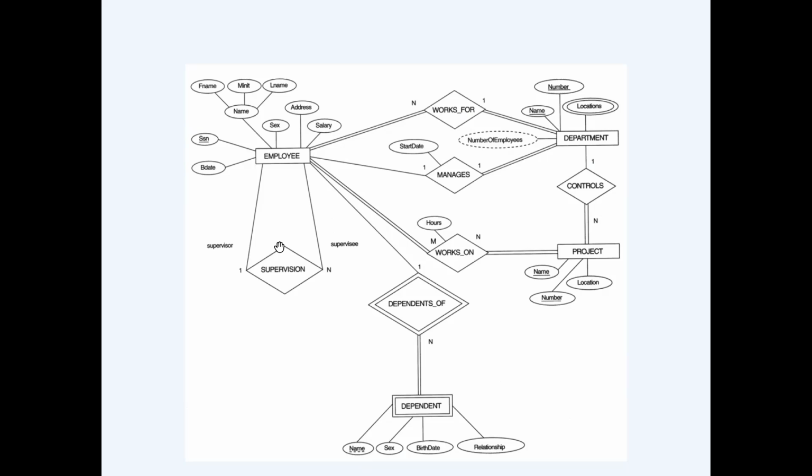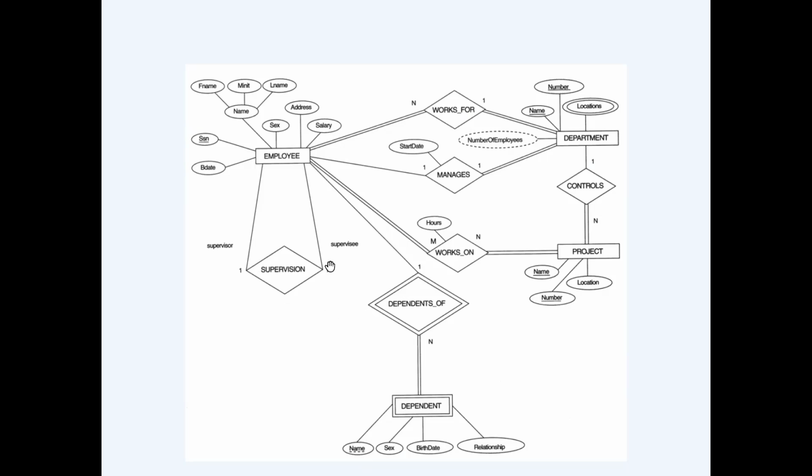Okay. More relationship types, cardinalities. If you take one employee, they can have many dependents. So this has N. Take a dependent: it's a dependent of one particular employee. This is one. So you have one to many.